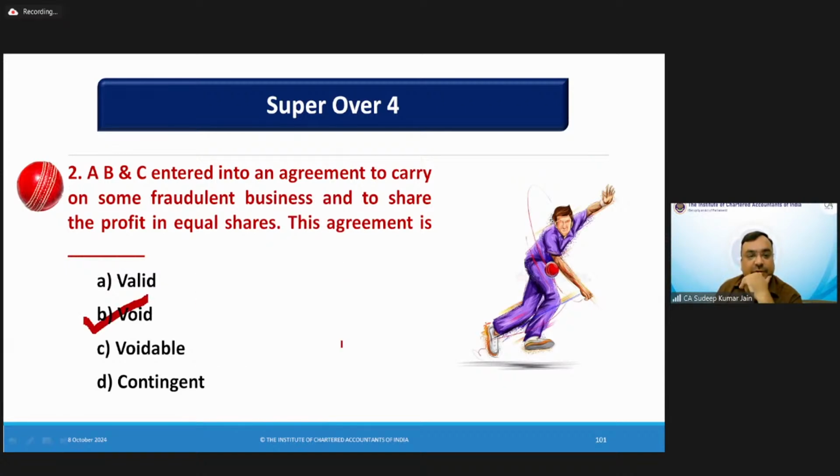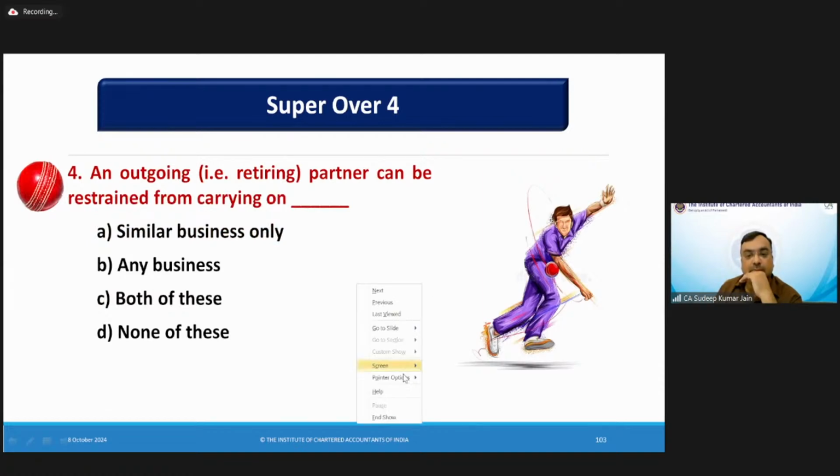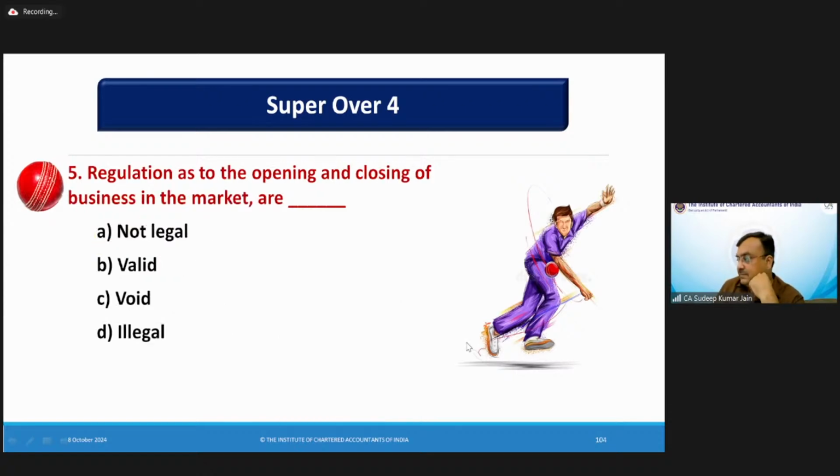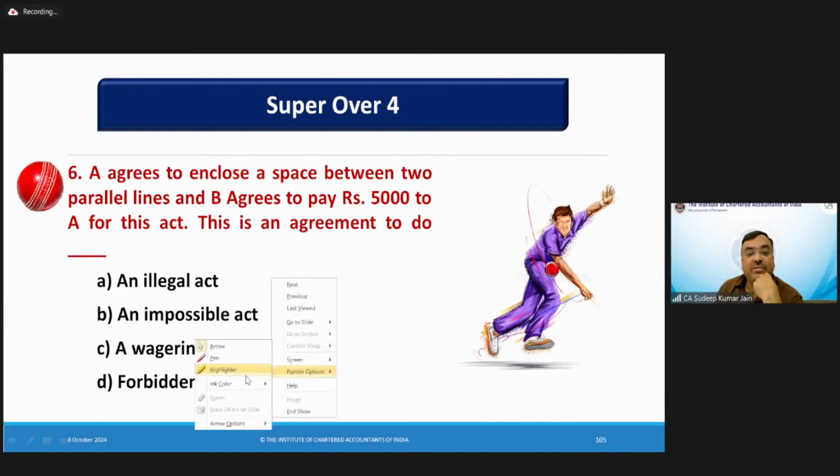Fraudulent business, void. Restriction in marriage, void. Similar business only. Regulation as the opening and closing of business in the market are valid. This is an impossible act.